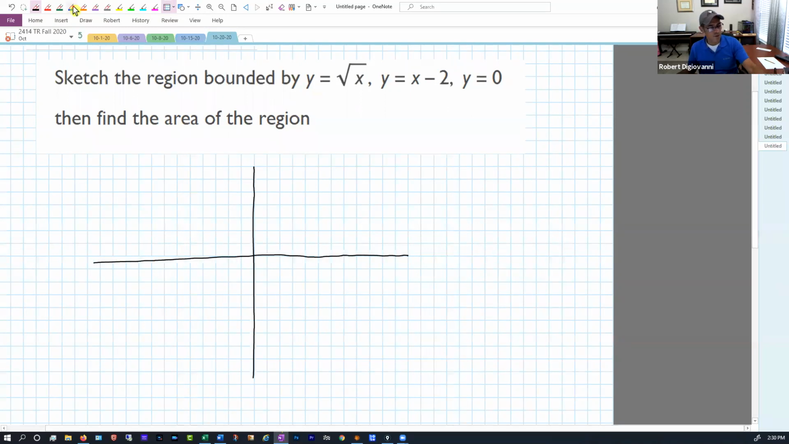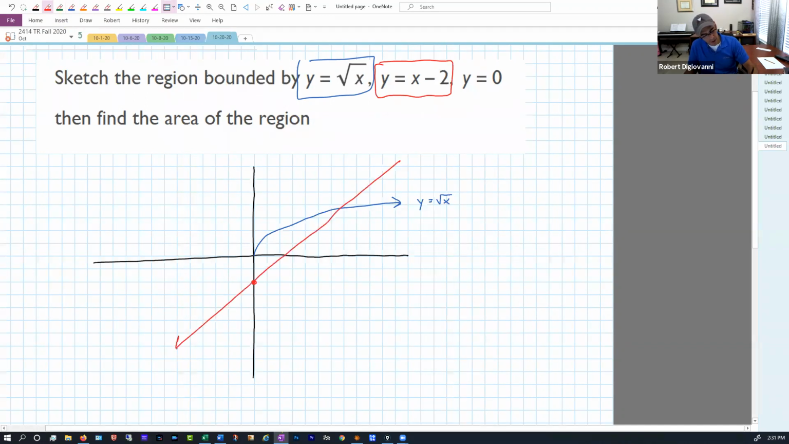Okay, y equals the square root of x. I'm going to do that in blue. Yes, you need to know what that looks like. Okay, the next one I'm doing in red. This is y equals x minus 2. That is a line, has a slope of 1, has a y-intercept of -2. Something like that. So right now, is there a region bounded by those two?